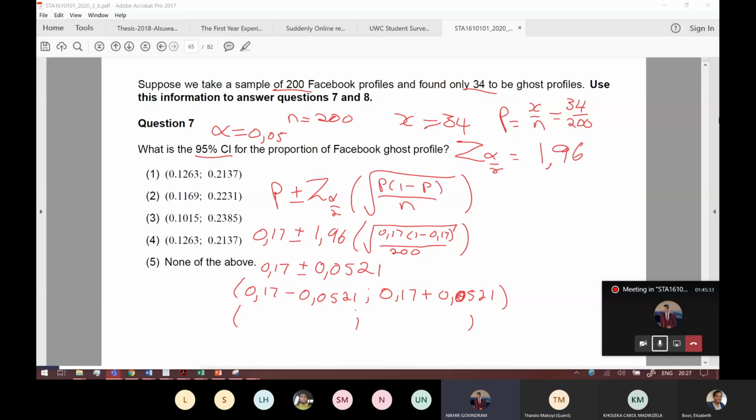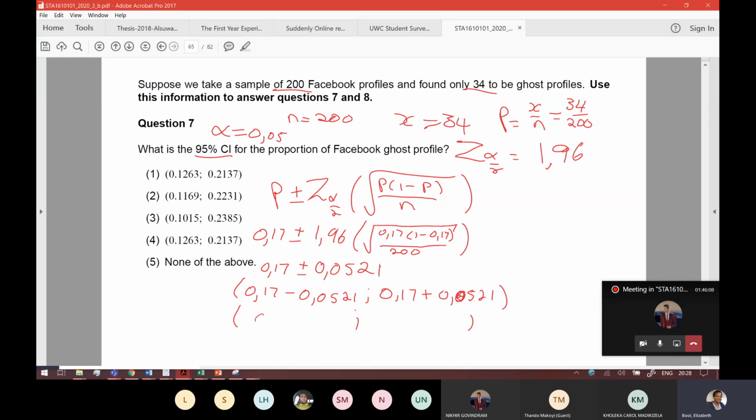0.1179. I think you rounded off somewhere too quickly. You see, when we round off too quickly, we're not gonna find the answer we're looking for. So I will suggest that every time you do these exercises, keep all the digits, especially when you do the one inside, you keep all the digits, and when you come to the 1.96 as well, you keep all the digits.